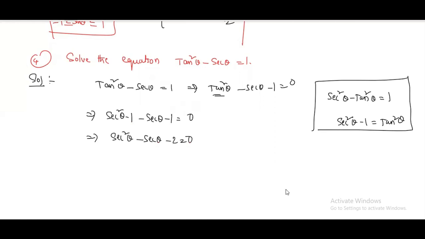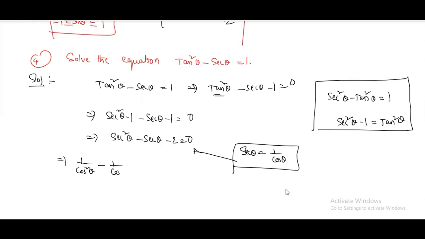We have not studied any general solution for secant theta, so let's try to change it into what we know. That means we can substitute secant theta as 1 by cos theta. So let's substitute here. What you will get is 1 by cos square theta minus 1 by cos theta minus 2 is equal to 0.